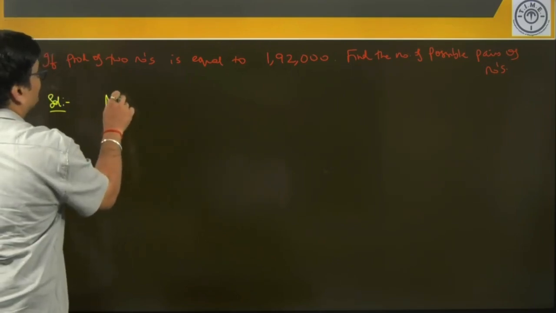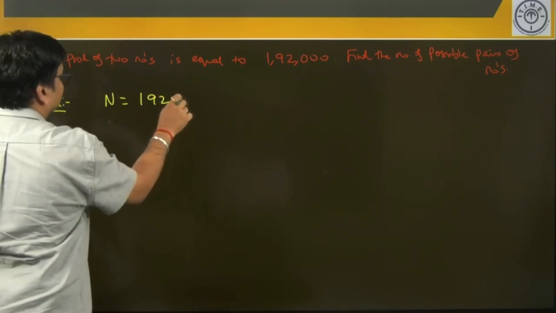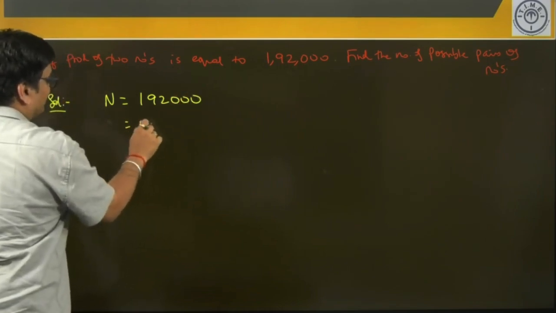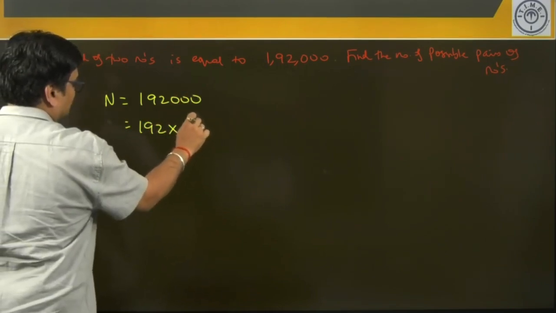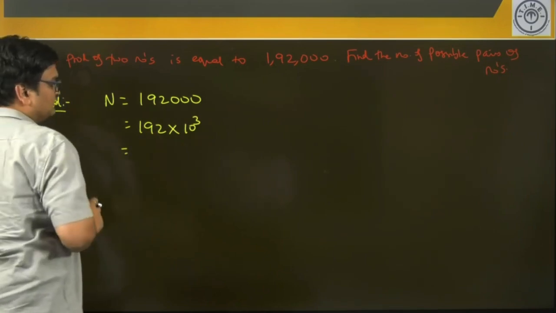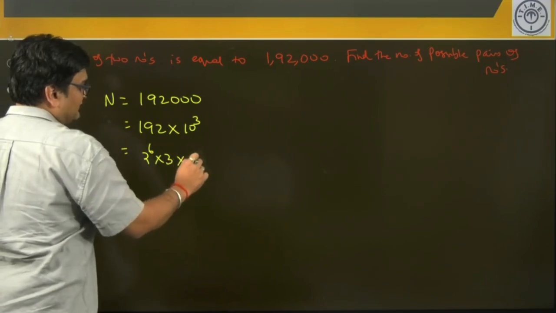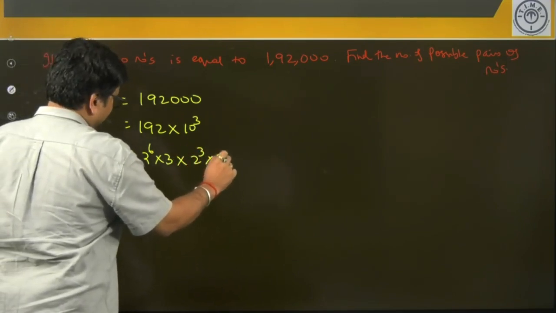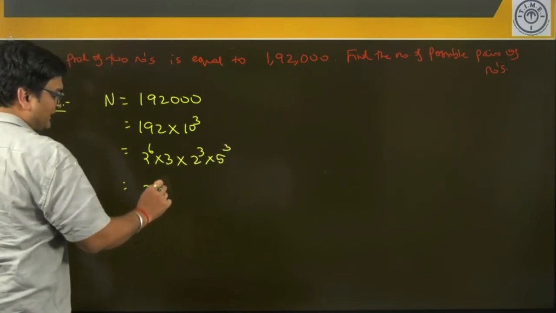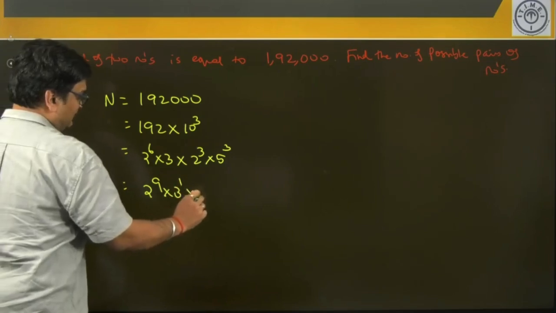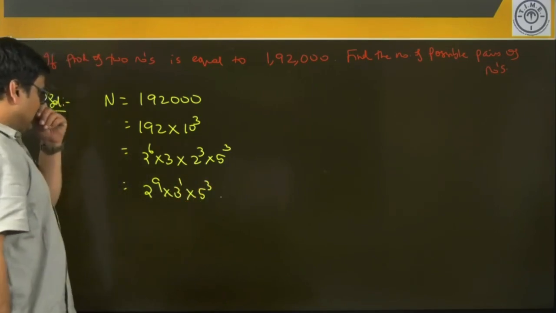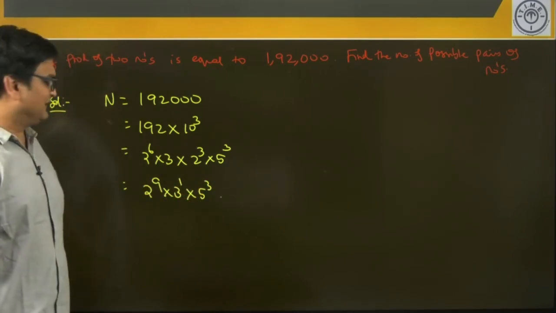If I take the number n to be 1,92,000, can I write it as 192 into 1000? 1000 is 10 cube. 192 is 64 into 3. 10 cube is 2 cube into 5 cube. So this will become 2 power 9, 3 power 1 into 5 cube. This is the prime factorized form of the given number n.